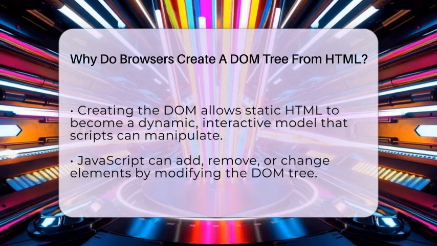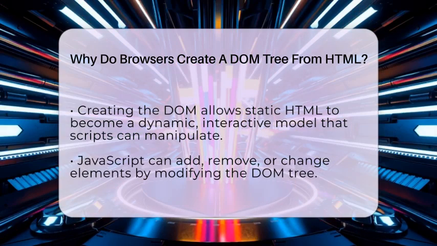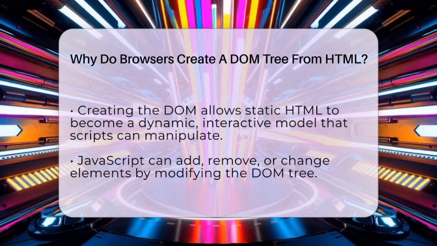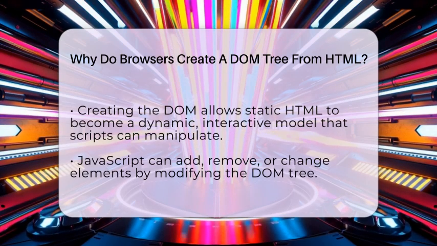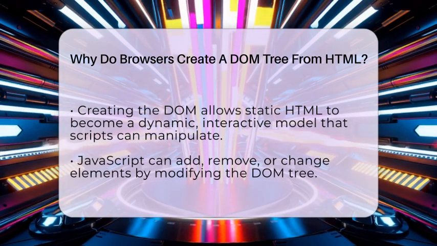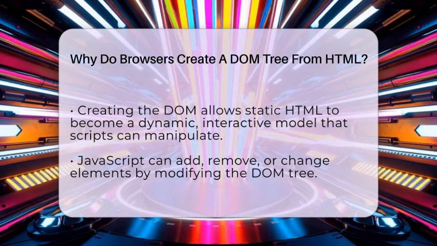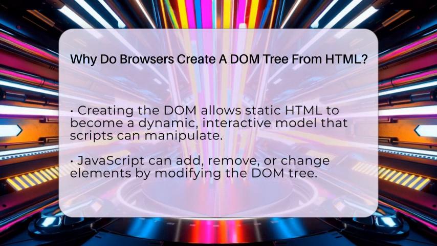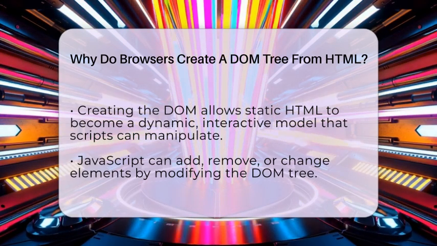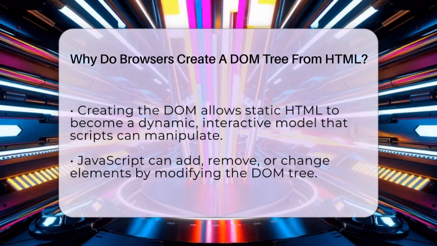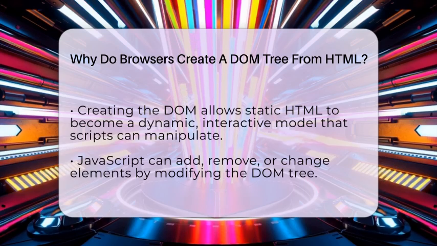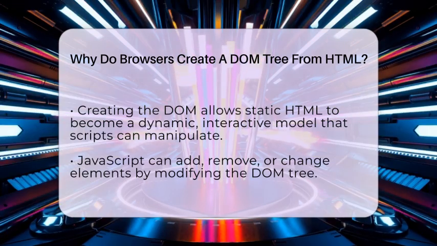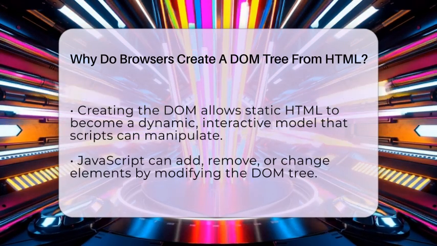Along with the DOM tree, browsers also build a CSS object model tree from the CSS rules. These two trees work together to create the render tree, which the browser uses to decide how to display everything on the screen. The DOM tree includes all HTML elements, even those not visible, like the head or script tags. The render tree only contains elements that are visible or affect the layout.